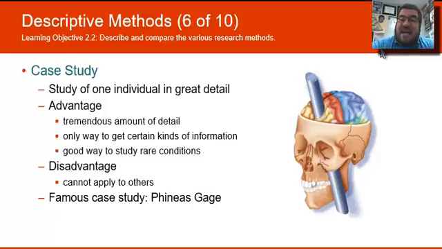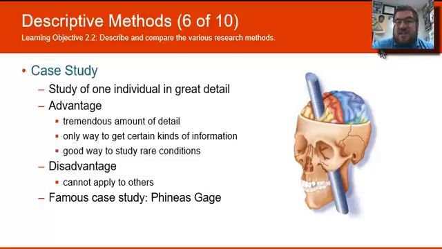Also, we can use a case study, and a case study is a study of one individual in great detail. You can see this picture here. This is the case study of Phineas Gage, who was a railroad worker in the 1800s who had a pipe go through his head. Okay, not something you can really replicate. He had a pipe go through his head and he lived, and his personality changed, so they studied what parts of his brain were injured and what effect those parts of the brain had on his behavior.